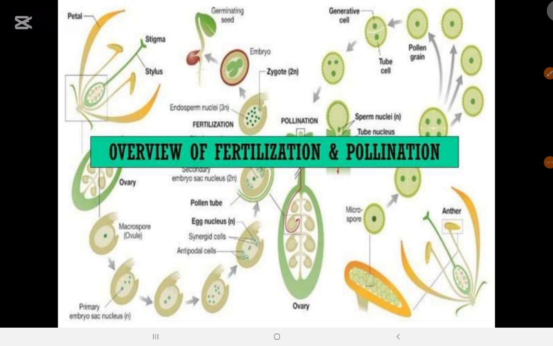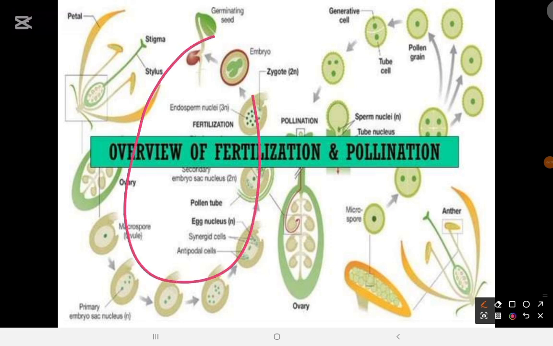All right, so that is how the whole process takes place. And of course, this is for the female part. This portion shows the female reproductive structure, the female reproductive system, and how it undergoes changes during pollination and fertilization.